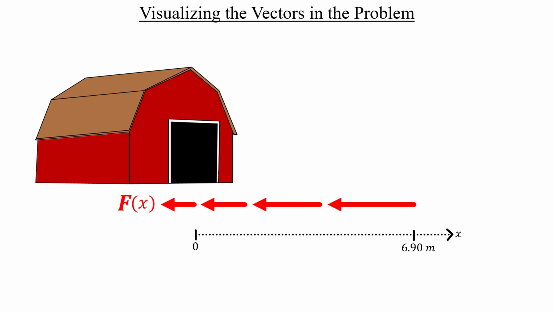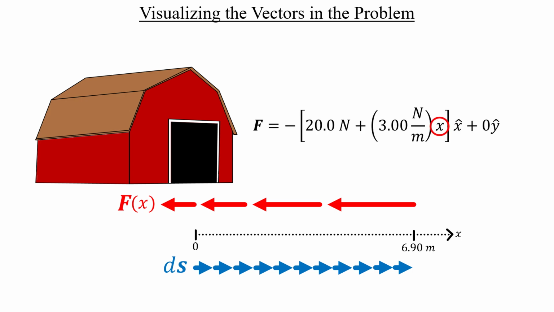For ds, we're going to break up the displacement from 0 to 6.90 meters into a series of infinitely small displacements, of which I'll show a couple here, like this. The reason that we're doing that is because as the displacement changes, so too does the force, because of the factor of x in the x component of the force vector, which I've circled here.